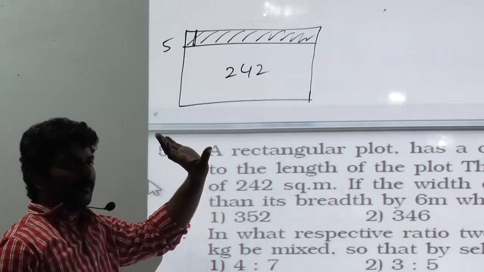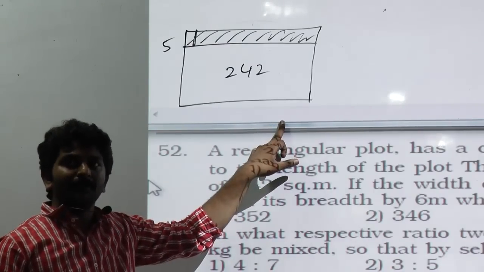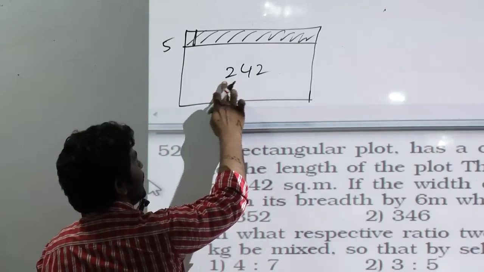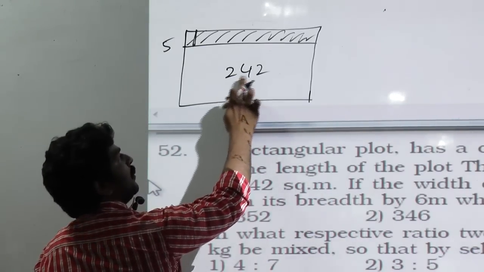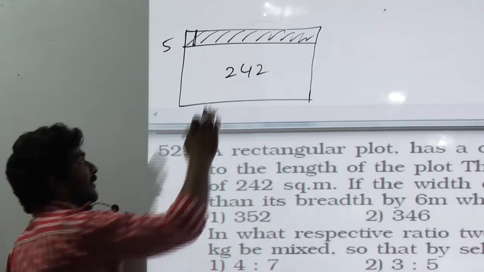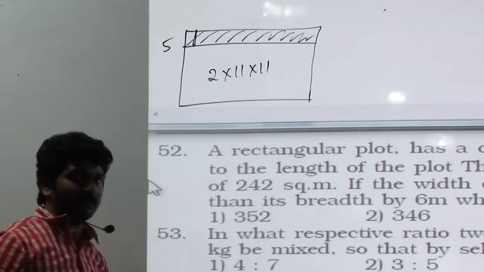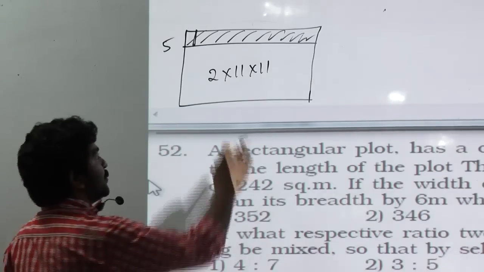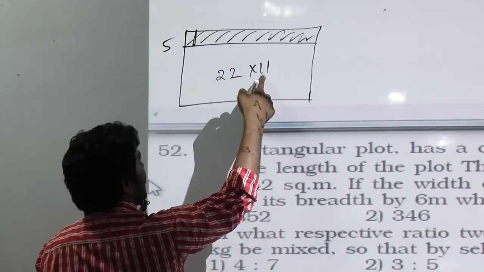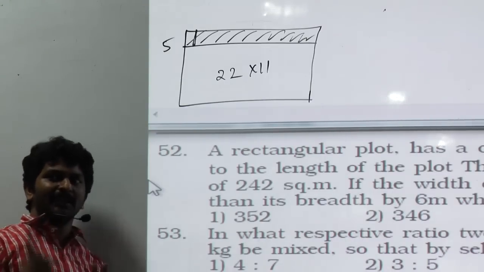Lawn area, right? That is a product of two numbers. Let me identify this as a product of two numbers. I can write this as 2 into 121, and 121 is 11 into 11. So 242 is 2 into 11 into 11. So I will write this as 2 into 11, 22, and then 11. This is the only combination that you will get.